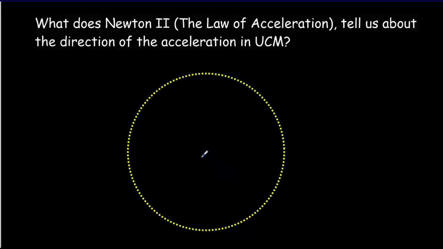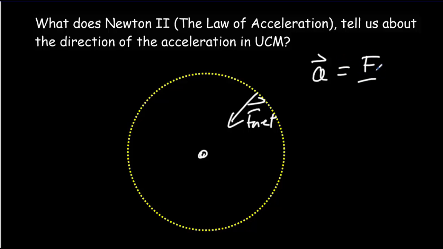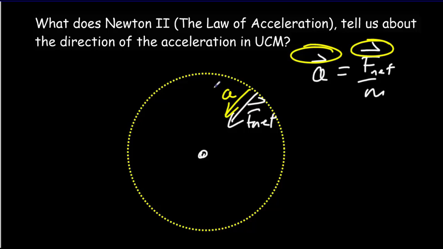So summarizing, we just said that the net force in uniform circular motion points towards the center of the circle. So what direction does the acceleration point? Well, that's very easy, because not so long ago we learned Newton's second law. And that said, among other things, that the direction of the acceleration and the direction of the net force had to be the same. So the direction of the acceleration in uniform circular motion has to be also towards the center of the circle.